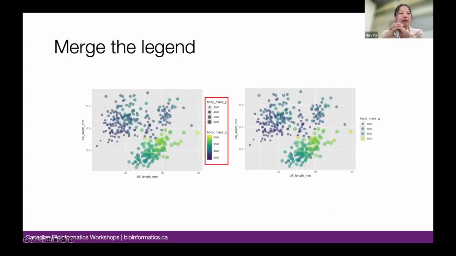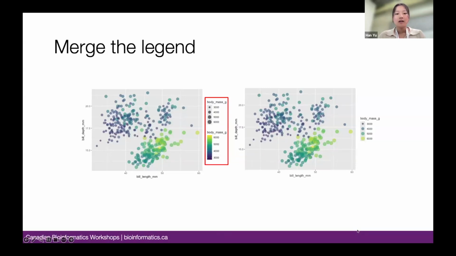So the next part is how to merge the legend. We can see here that both the color and size use the body mass g mapping. So we use the same variable for the color and size. So we will have two different legends, but showing the same information. So here we want to merge these two legends.